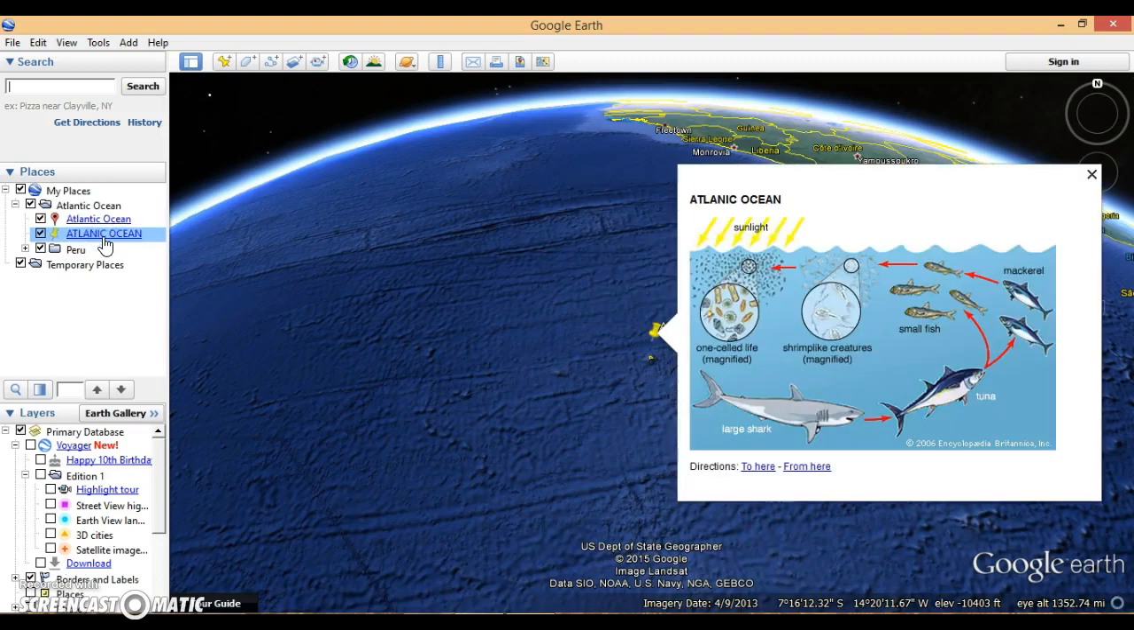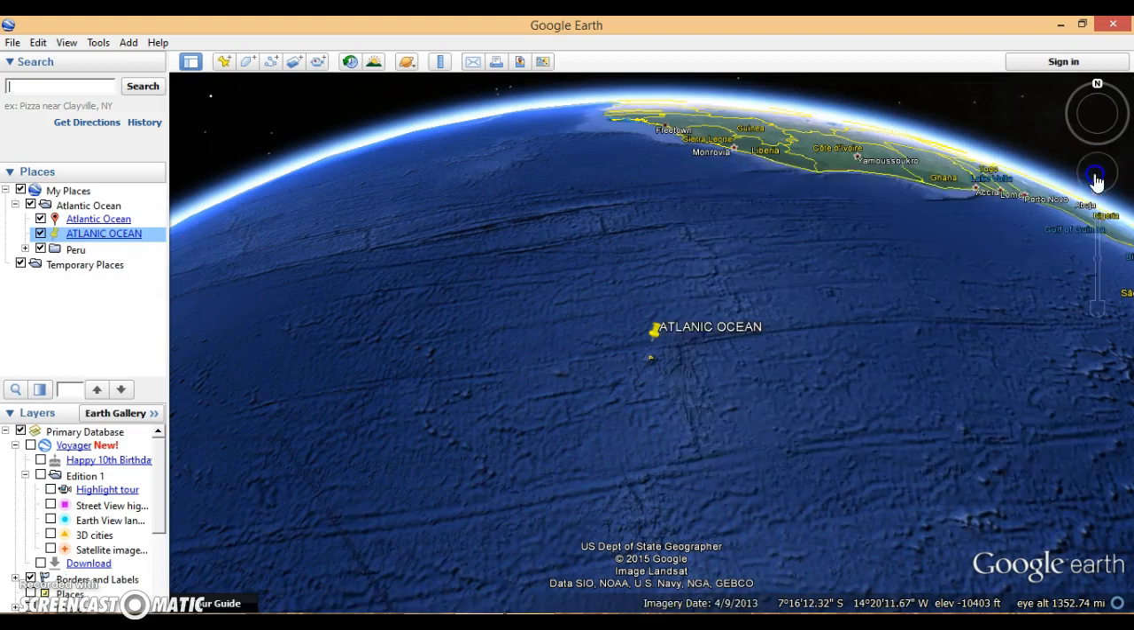So here, the food web in the ocean would look something like this, where you would have single-celled organisms absorbing nutrients from sunlight that are eaten by shrimp-like creatures, which are eaten by small fish who typically swim in clusters. These small fish are then eaten by bigger fish, such as the mackerel, who are then eaten by tuna. At the top of the food chain, you'll see a large shark who prefers to eat bigger fish like the tuna.